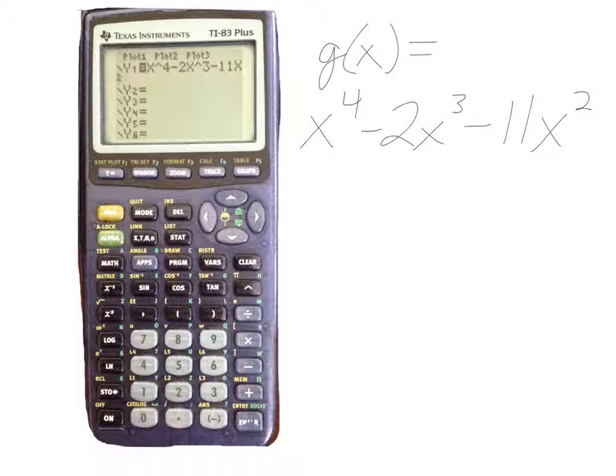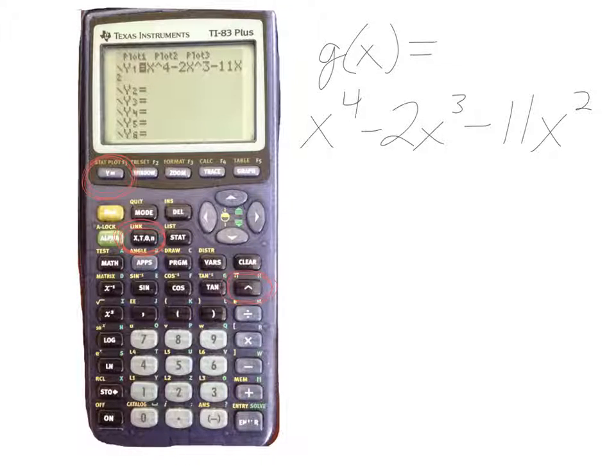So we're going to look at the graph of g of x equals x to the 4th minus 2x cubed minus 11x squared. And we want to put that into the calculator. We first press y equals and then enter in our equation. For an x, it's this button that says x, comma, t, comma, theta, comma, n. The exponent button is over here to the far right.